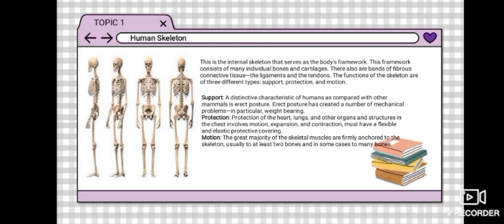The great majority of the skeletal muscles are firmly anchored to the skeleton, usually to at least two bones and in some cases to many bones. Thus, the motions of the body and its parts, all the way from the lunge of the football player to the delicate manipulations of a handicraft artist or of the use of complicated instruments by a scientist, are made possible by separate and individual engineering arrangements between muscle and bone.